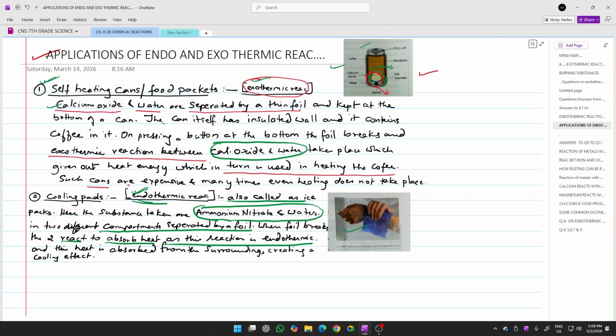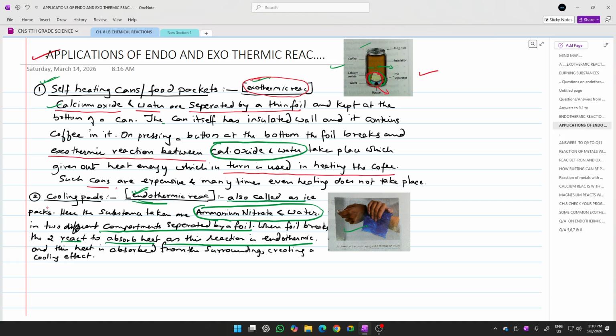But one thing you should notice is that such cans are expensive, and many times even heating does not take place. So we can also see some drawbacks in these cans. One drawback is that it is expensive because there's a modification that has to be done. Second, it is seen that the tea or the coffee or the foodstuff doesn't get heated evenly. So there's uneven heating taking place, which is not good at all. So these are the drawbacks, right?